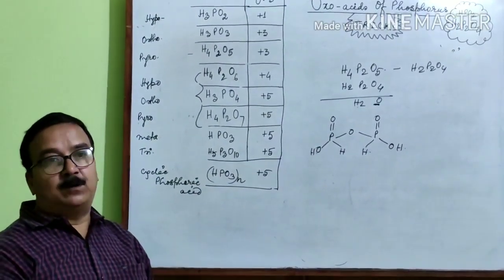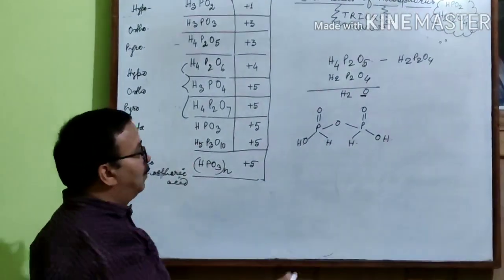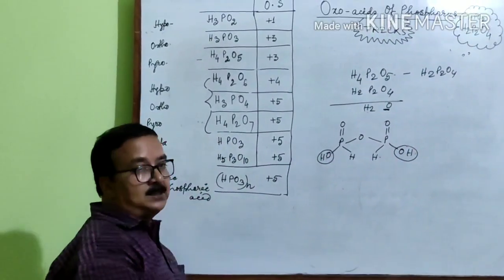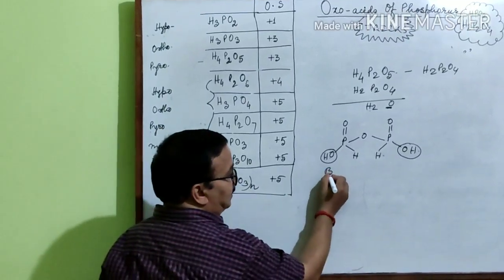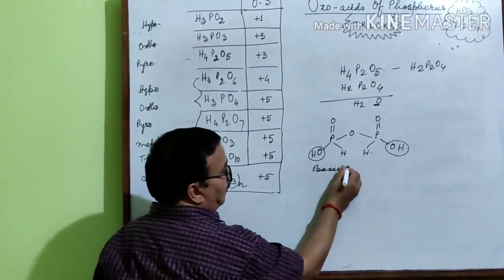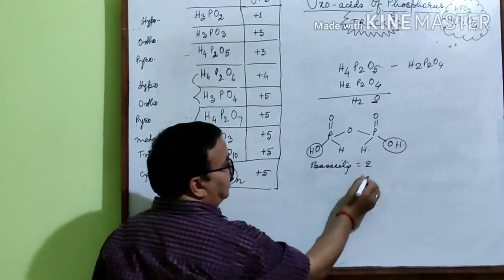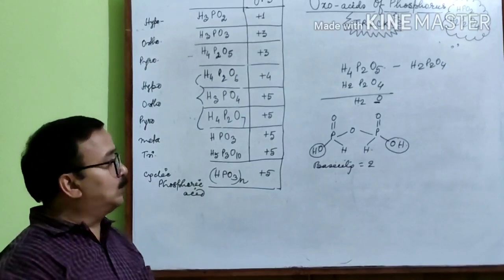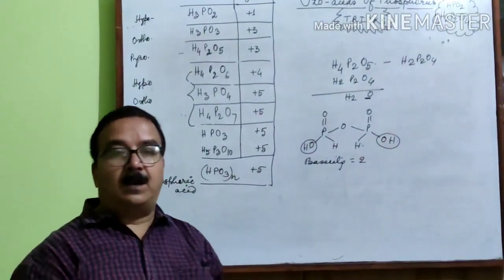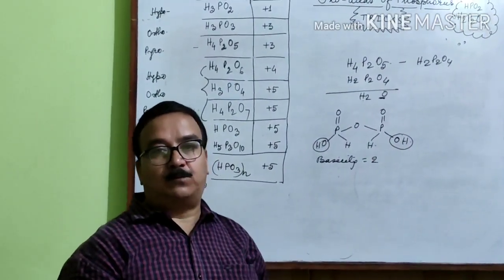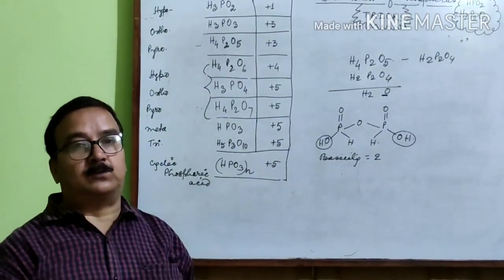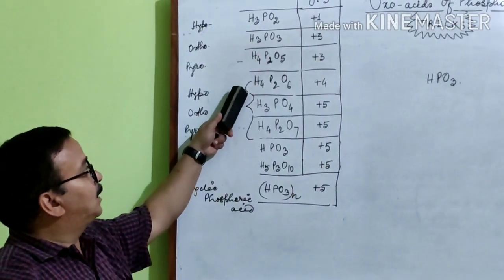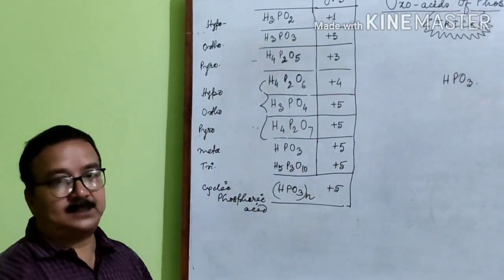How many ionizable OH groups are there? The number of ionizable OH groups is 2. Therefore, basicity will be 2. That is, it is a diprotic acid, produces 2 protons. At the same time, a hydrogen atom is directly attached to phosphorus, therefore it also shows reducing nature. In a similar manner, you can draw the structure of these oxoacids.